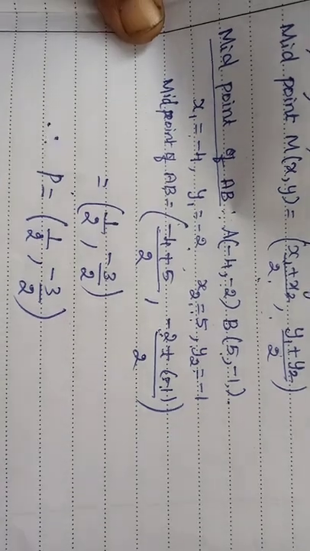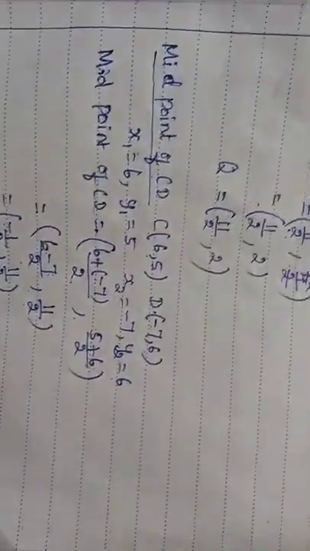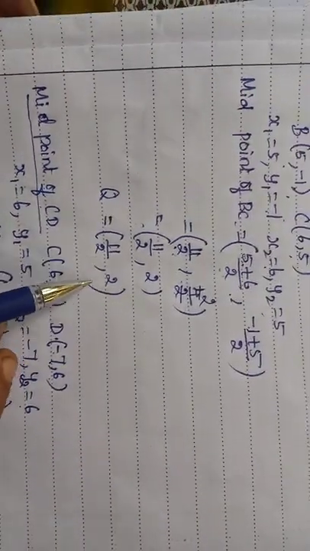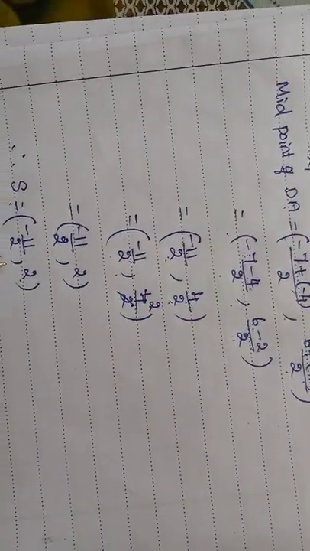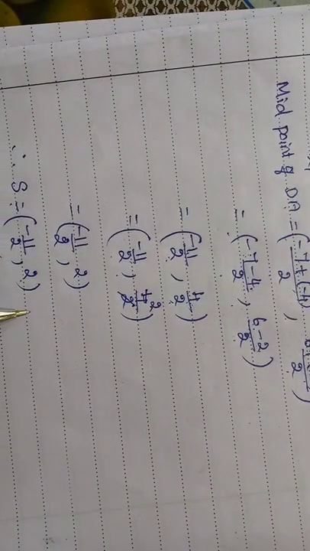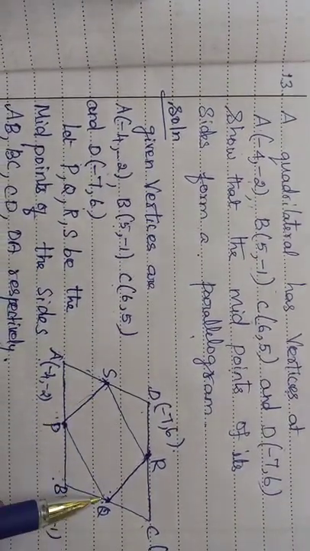Now all the vertices we have are P of (1/2, -3/2), Q of (11/2, 2), R of (-1/2, 11/2), and S of (-11/2, 2). So we have to say PQRS is a parallelogram. How can we say?